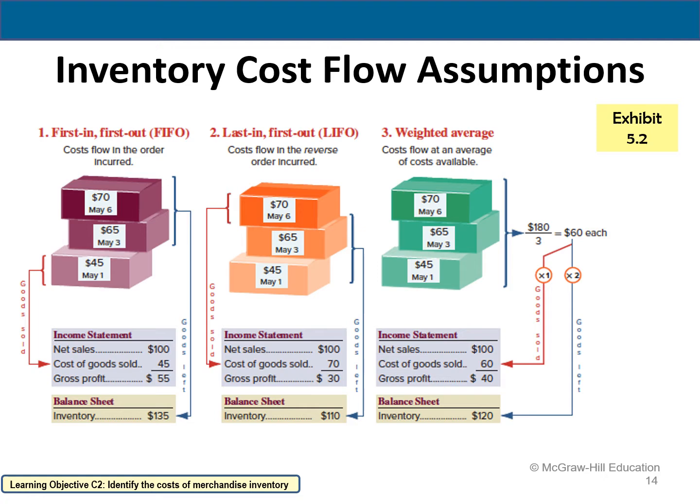Whereas in number 2, the last in first out method, the last or most recent purchase, the May 6th, those costs are going to be the first that go to cost of goods sold. And then your older purchases, your May 1st and your May 3rd, are the costs that are being used to value your inventory. And then weighted average, the costs flow at an average of the costs available.